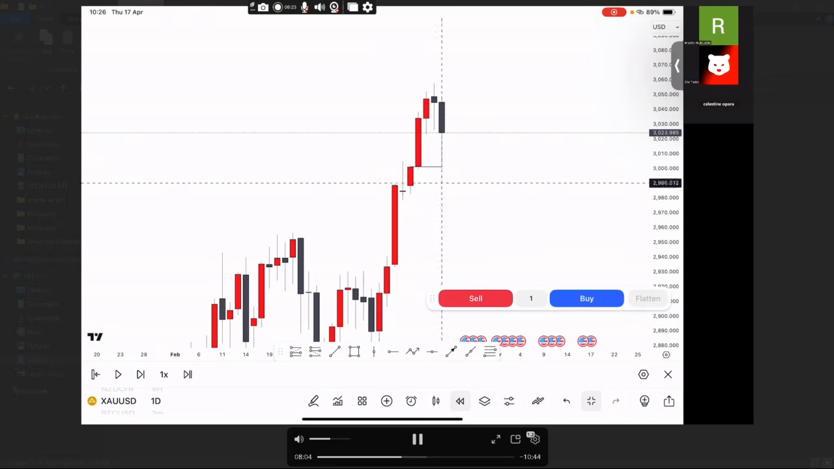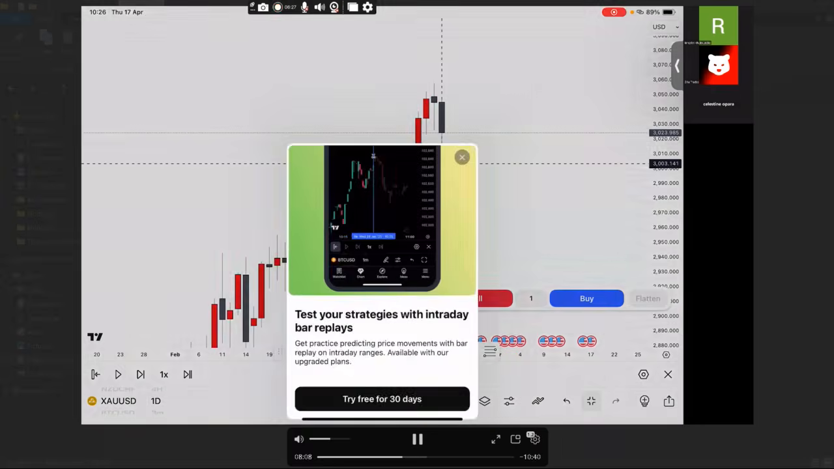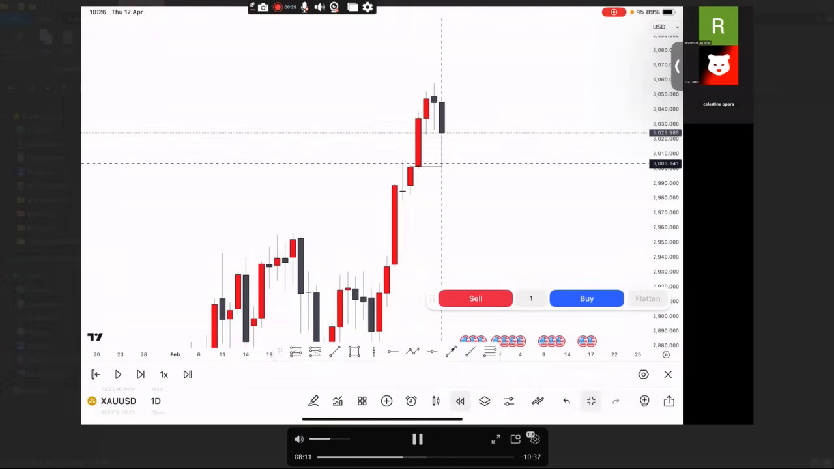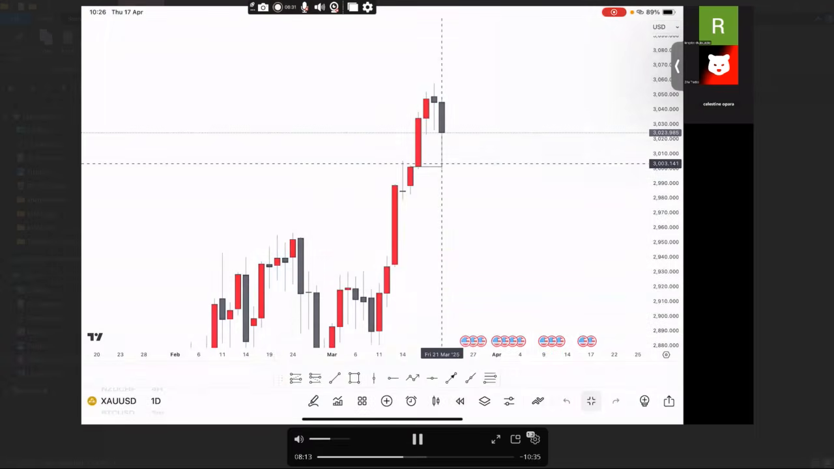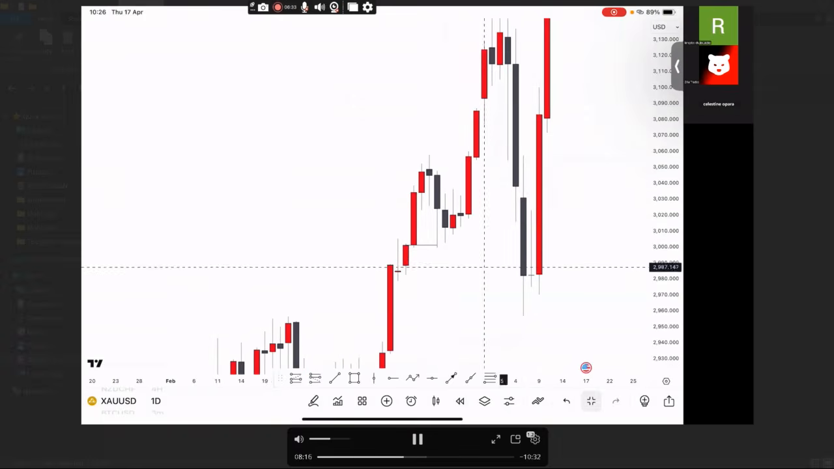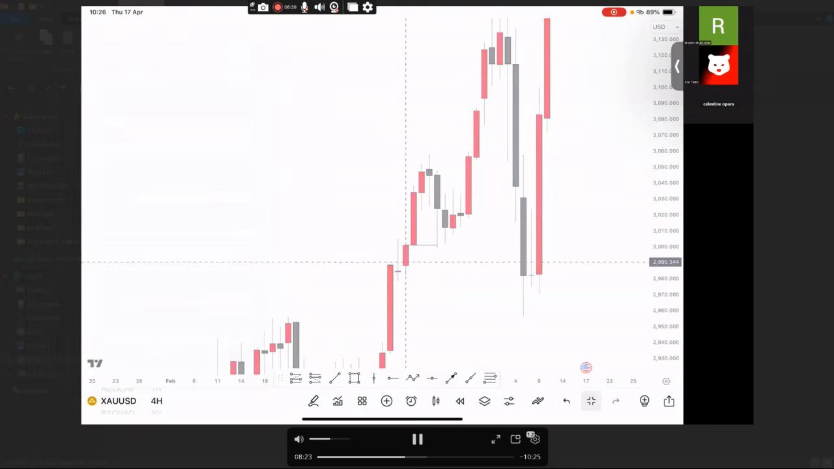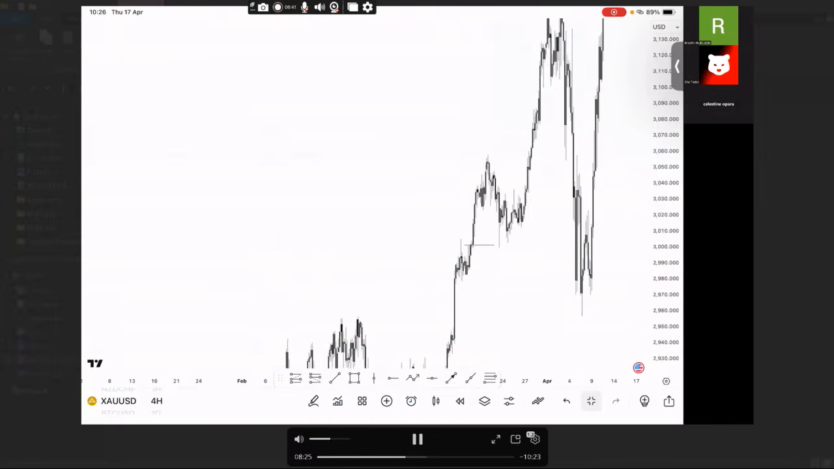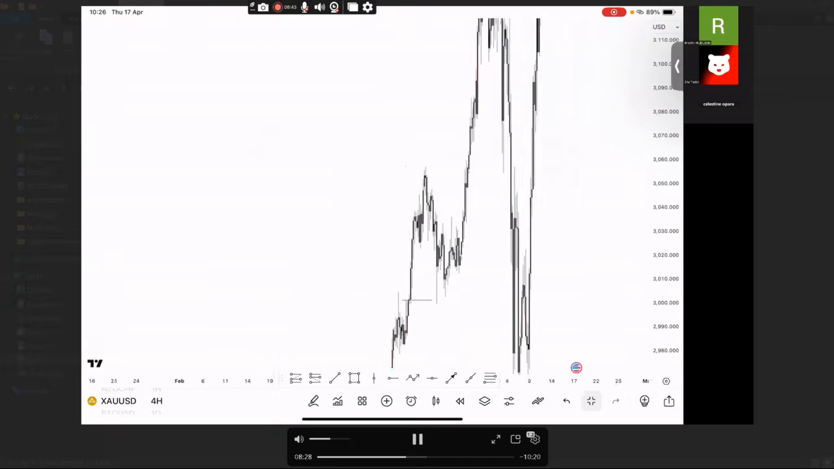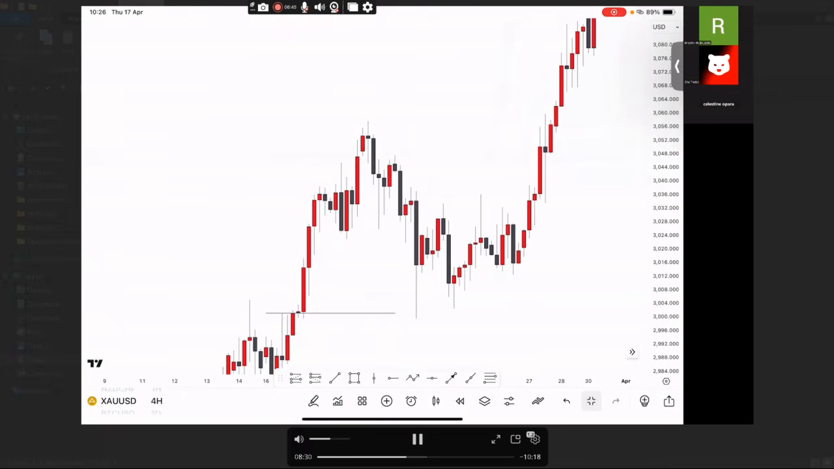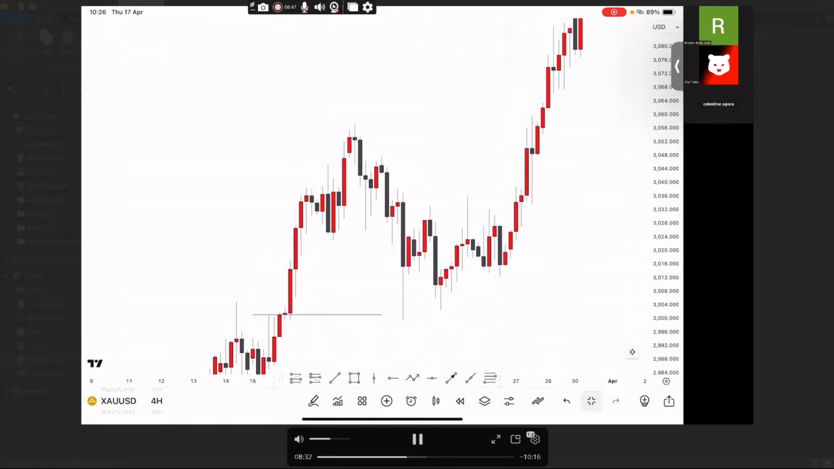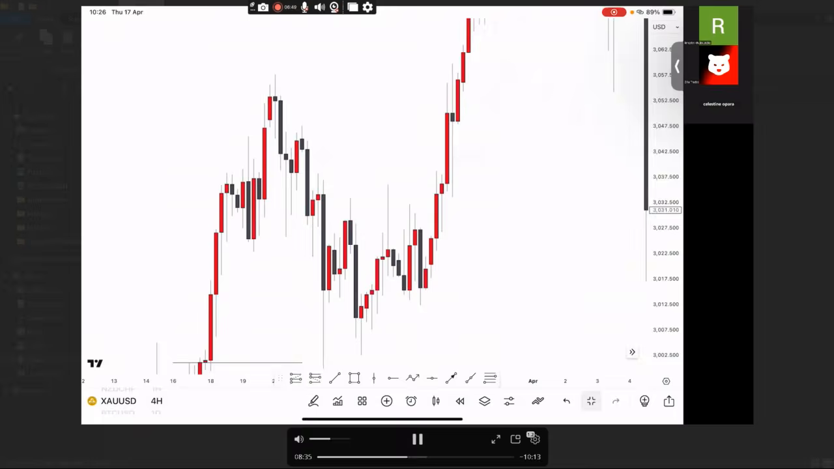So let's say we have this rejection here, then we want to look for entry. We head over to 4 hours first. Look at how it flew from that place, right? From that key level there, look at how it flew from there after that rejection. But let's see how it would have gotten an entry. Here, we would have gotten an entry from here.